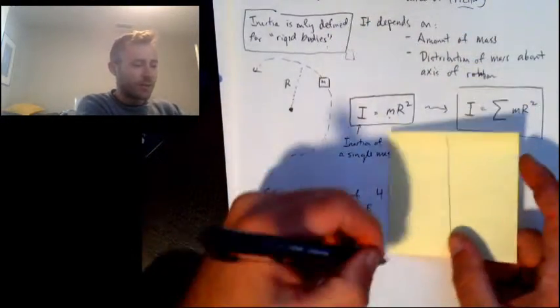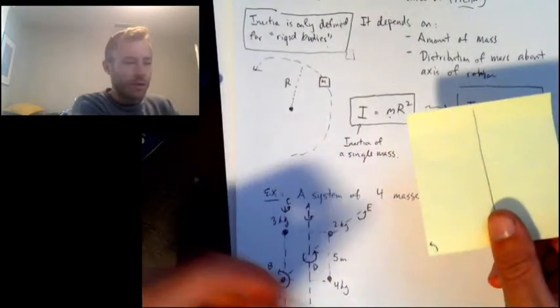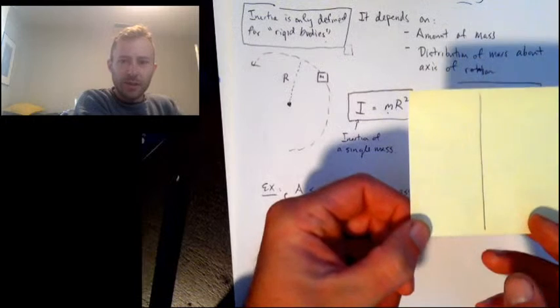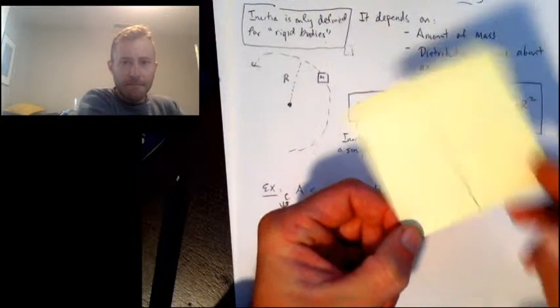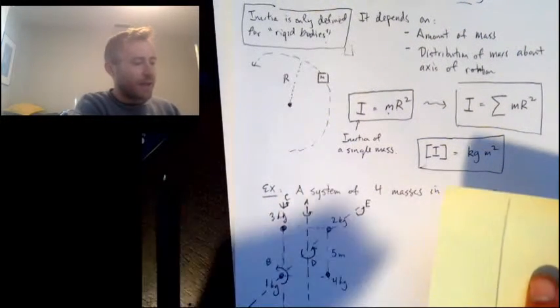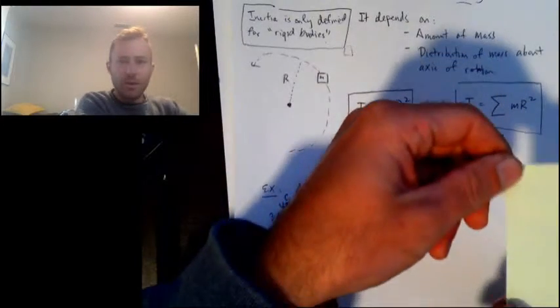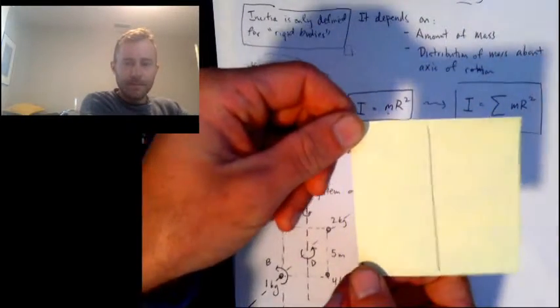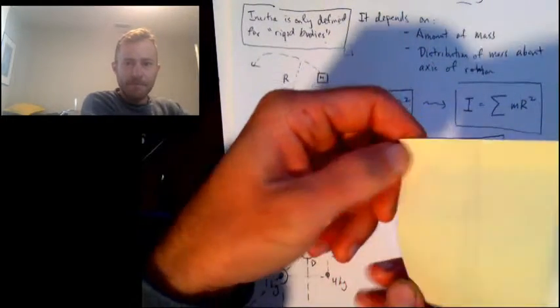Rotating about axis B is like rotating around that corner. So that's kind of like keeping that corner fixed and rotating it like that. Axis C is along the left side of the square. So it's kind of like opening a book, like that.